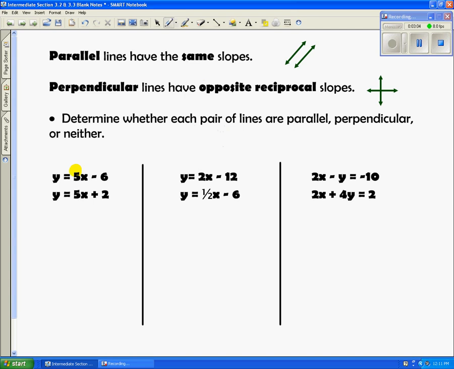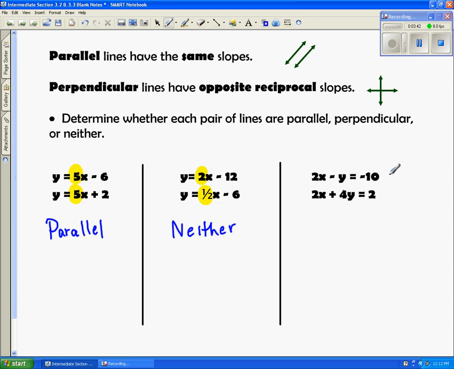The slope of this first equation is 5. The slope of the second one is 5. When we compare, those are the same slope. Parallel means it has the same slope. Equation number 2: the slope of the first one is 2, the slope of the second equation is 1/2. They're definitely not the same, so they're not parallel. To be perpendicular, they have to be opposite, one positive and one negative. It fails both of them, so it's neither.